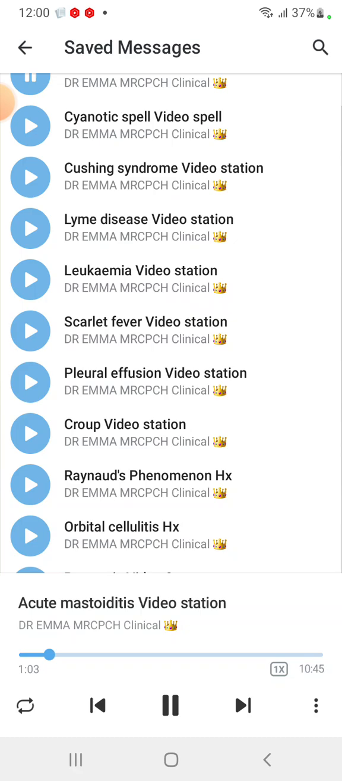So by compiling all this, my provisional diagnosis is... The temperature chart is also showing now, a high grade temperature. I couldn't get it, doctor.